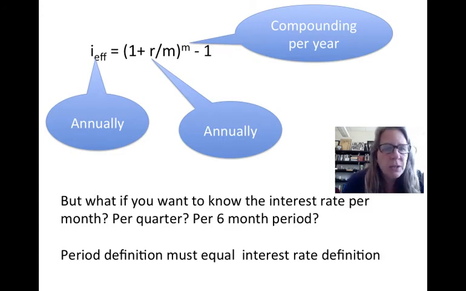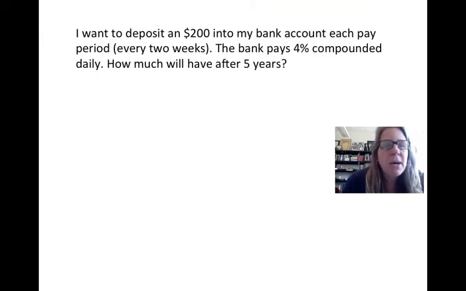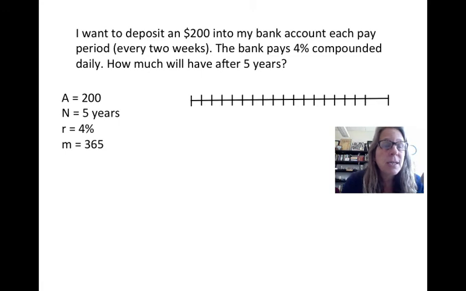I think one of the best ways to look at this is to look at an example, because it's kind of unclear what I'm talking about possibly. What if I wanted to deposit $200 into a bank account each pay period, which is every 2 weeks, and the bank pays 4% compounded daily? How much will I have after 5 years? So we have this depositing continually for 5 years every 2 weeks, and we have an interest rate. So this is the information we have.